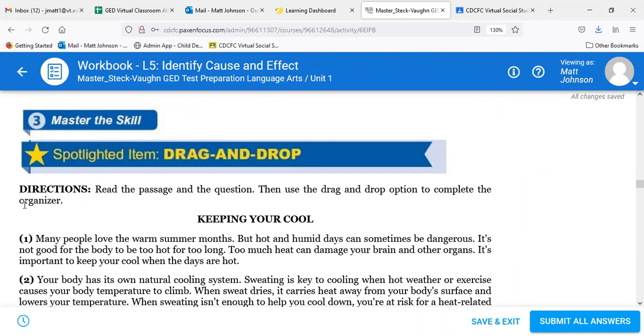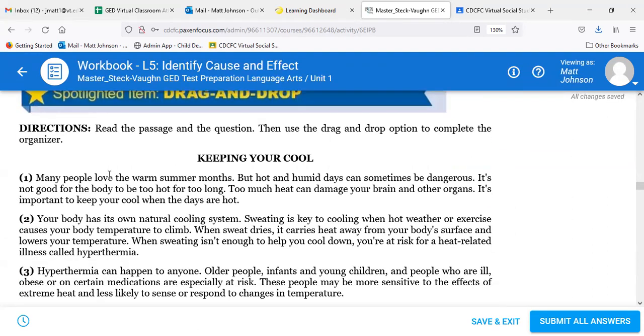And a new passage here, keeping your cool. So many people love the summer months, but hot and humid days can sometimes be dangerous. It's not good for the body to be too hot for too long. Too much heat can damage your brain and other organs. It's important to keep your cool when the days are hot.